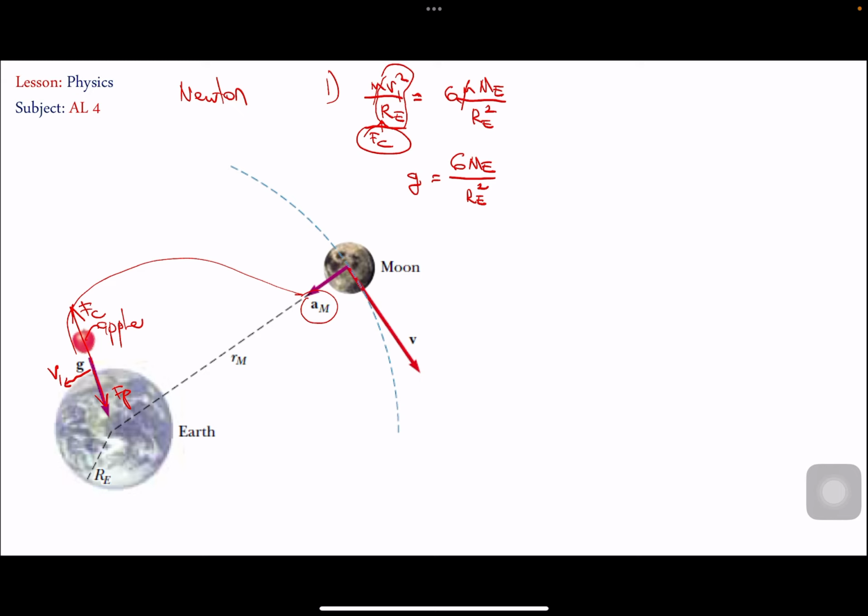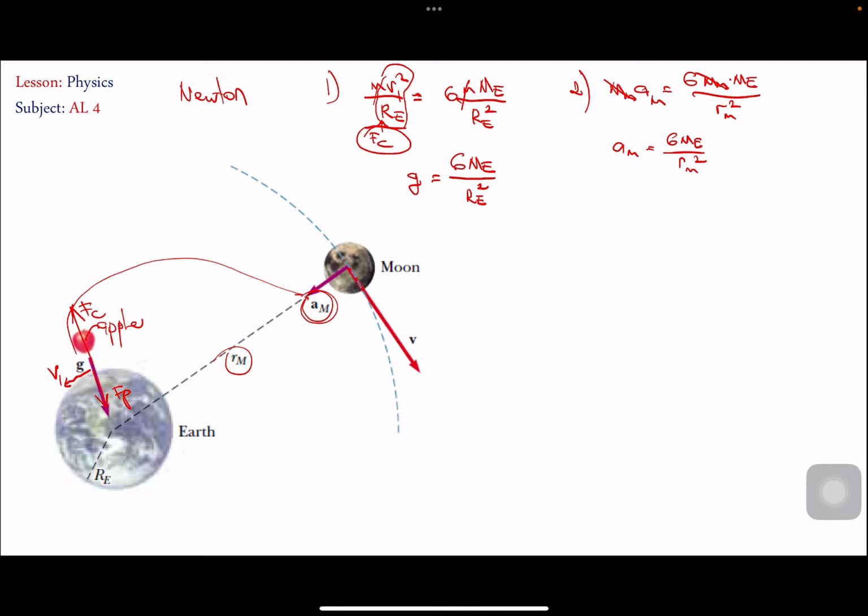Now let's talk about the centripetal acceleration of the Moon in the second case. I can write that by simple logic. Mass of Moon times its acceleration, denoted here by a_m, equals G times mass of Moon times mass of Earth over the distance from Moon to the center of Earth squared. Again, I can simplify the mass of Moon. So my centripetal acceleration will be equal to G times m_E over r_m squared.